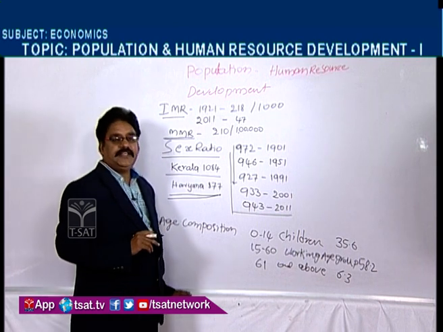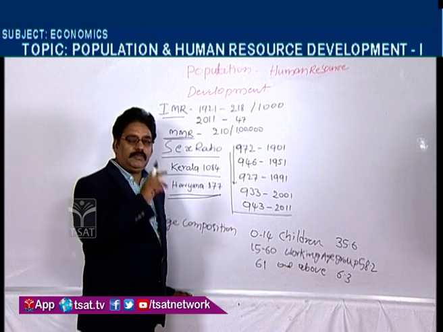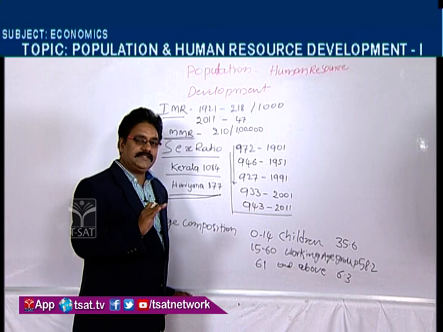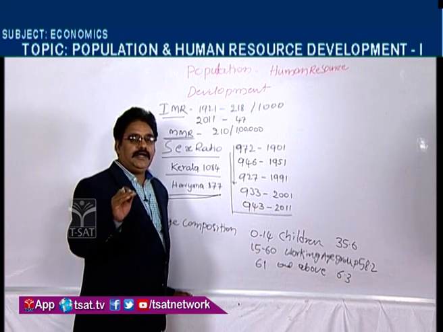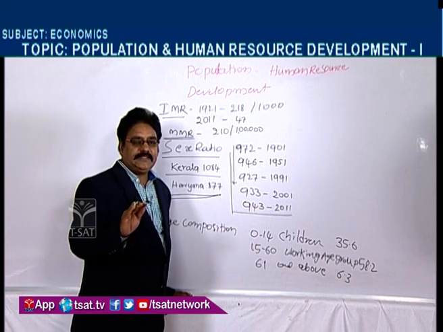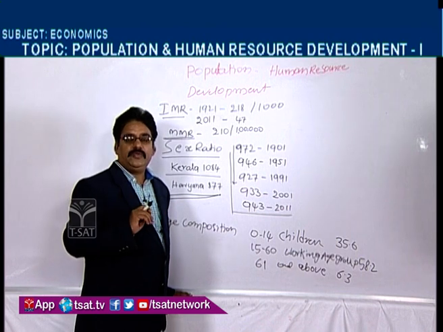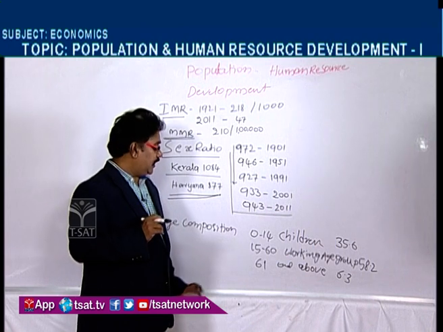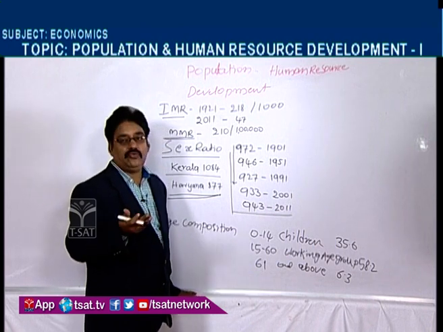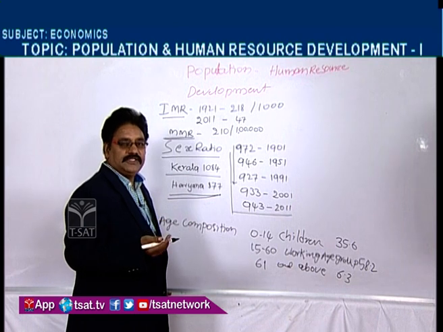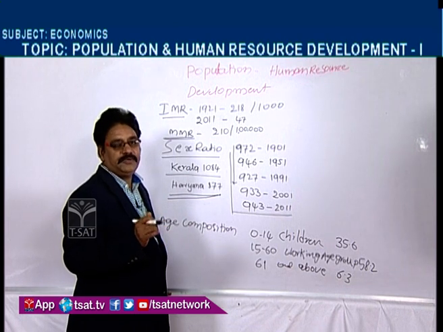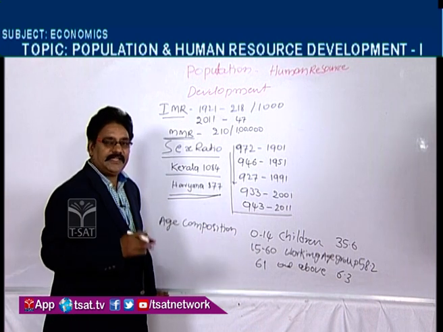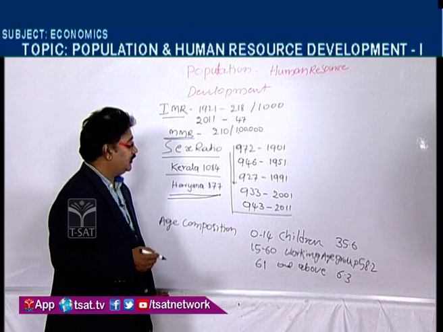Age composition. Age composition means the total population is classified into 3 categories: 0 to 14 years, that is children; 15 to 60 years, that is the work participation group, working age group or productive age group; and 61 and above, senior citizens, that is old age people. This is the age composition, 3 categories.